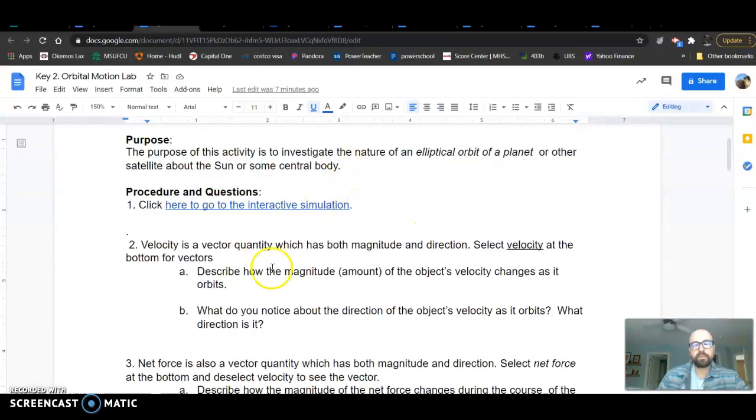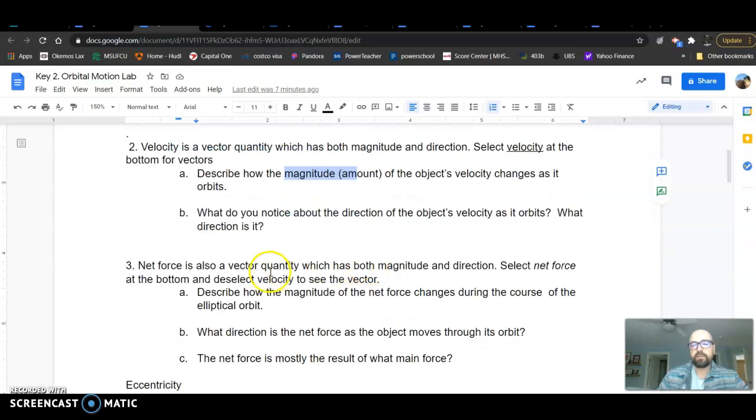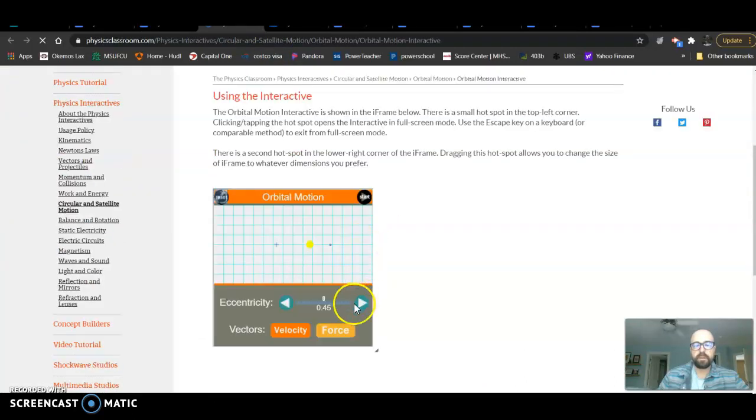With this, the first part asked about the object's velocity, and then the magnitude of that, or the amount, and then the direction. And then the second part asked about the net force. So let's look at those here together.